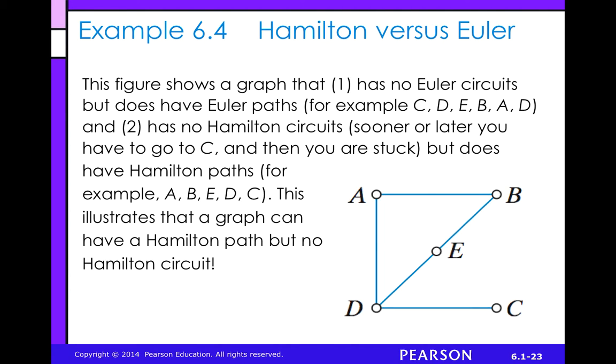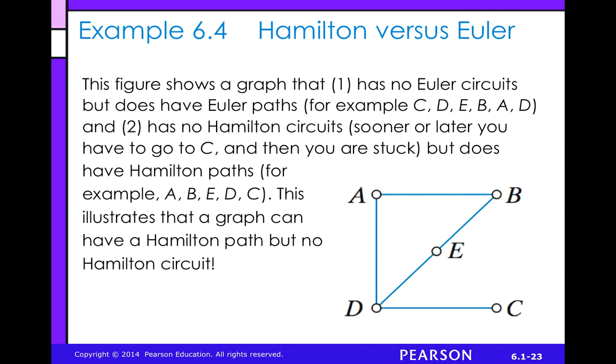So this figure shows a graph that has no Euler circuits, but does have Euler paths, right? So what can we do? C, D, E, B, A, back to D. That visits every edge. So it has an Euler path, but has no Hamilton circuits. I misspoke, sorry. So there are Euler paths, but no Hamilton circuits.